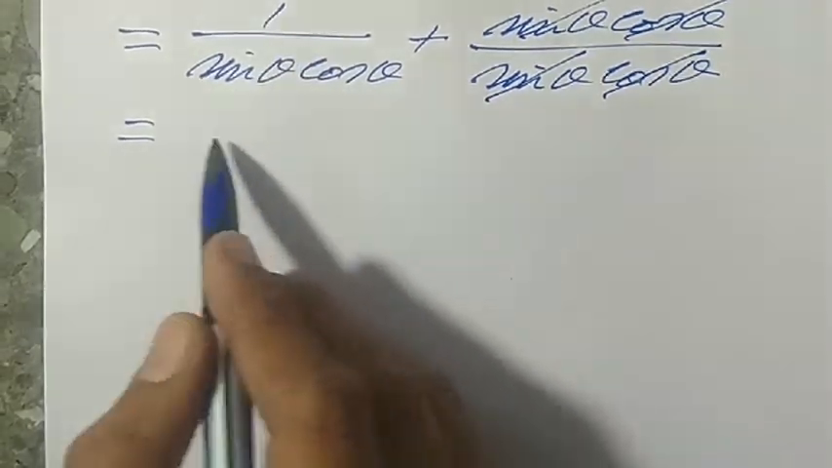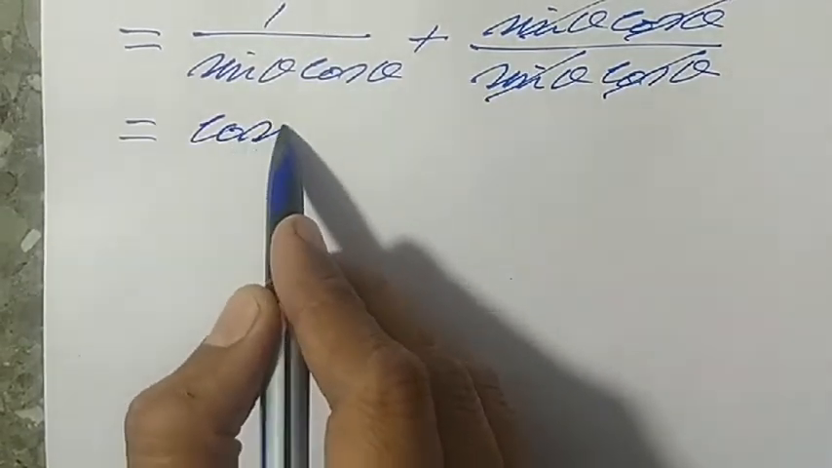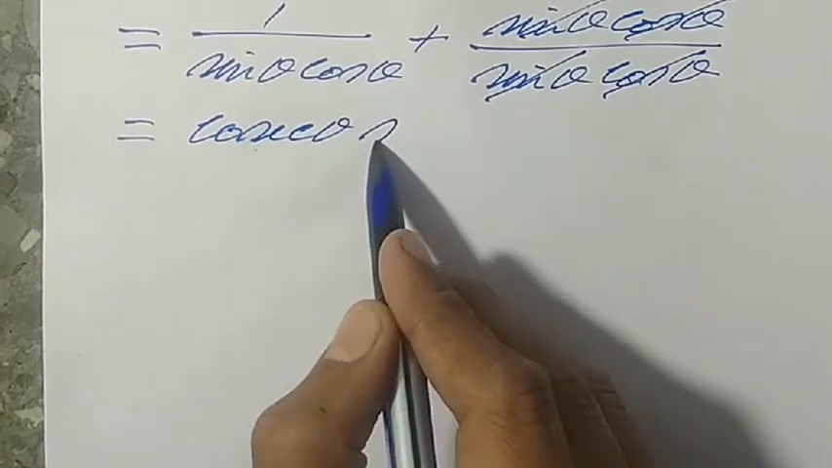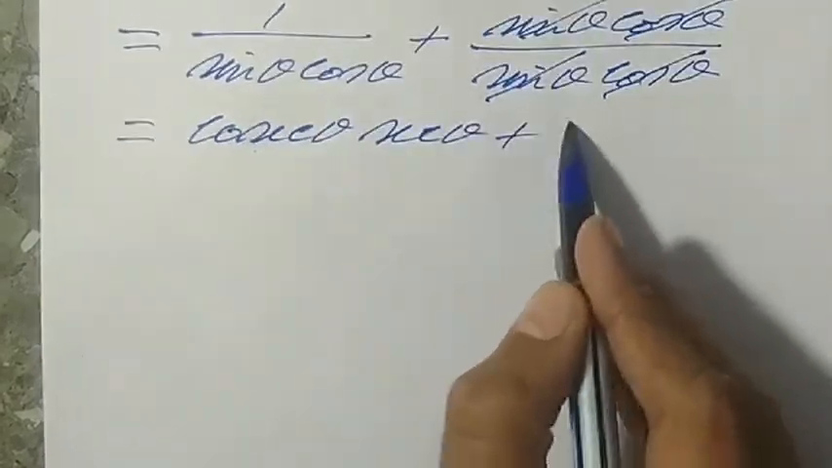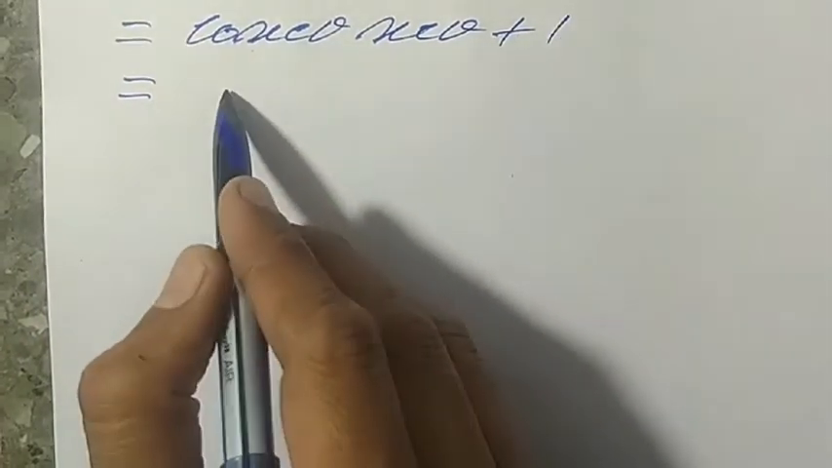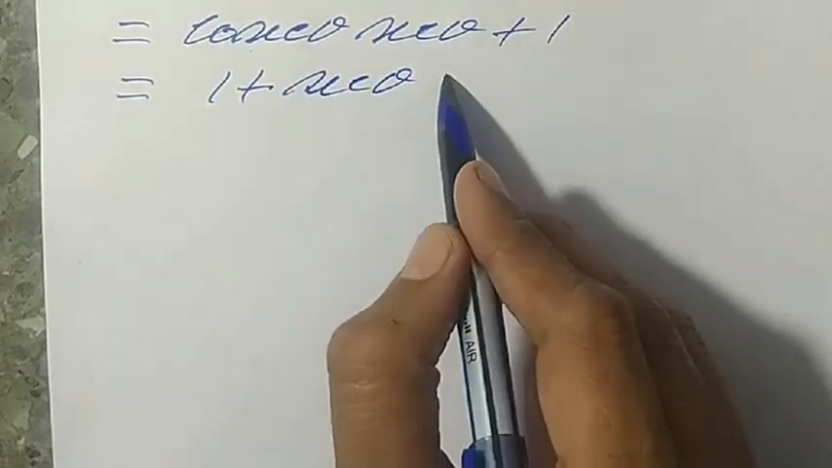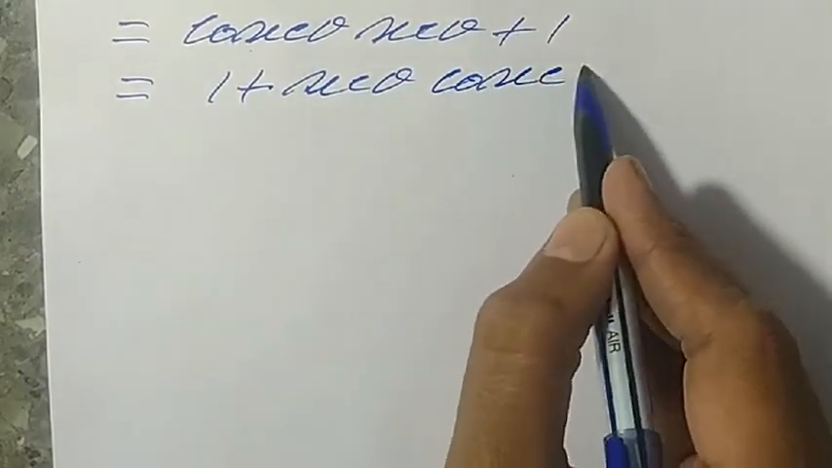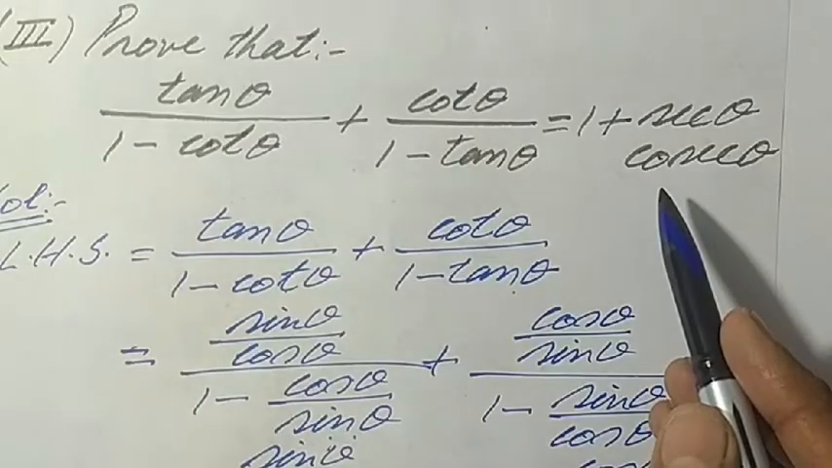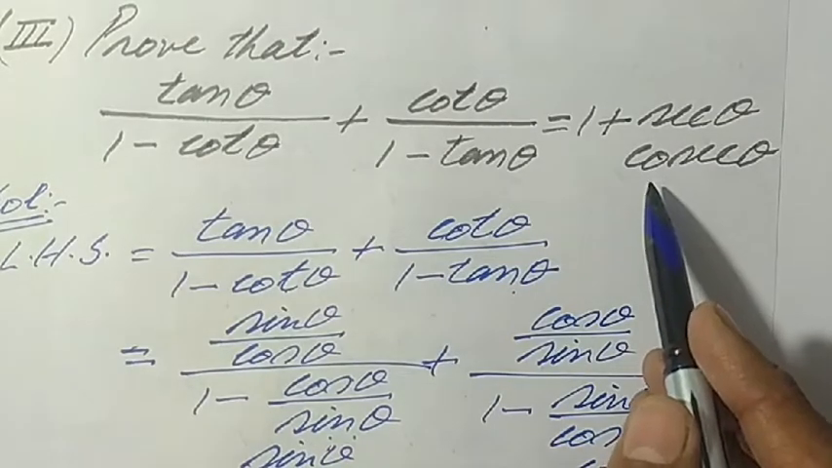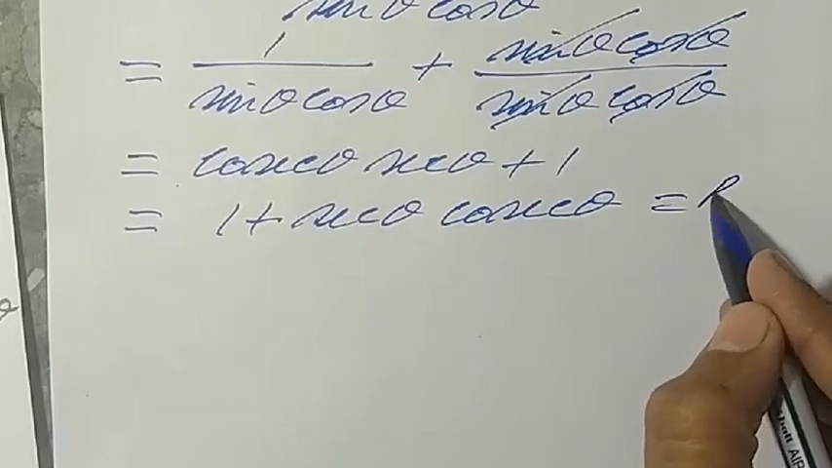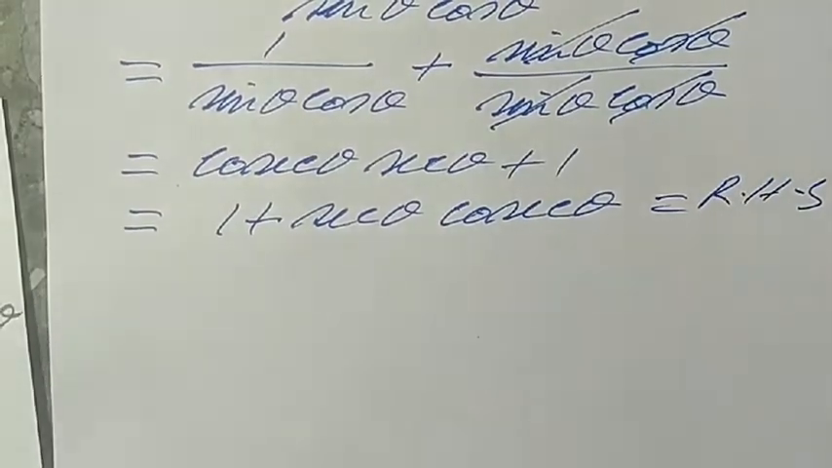So 1 upon sine theta cos theta may be written as cosec theta into sec theta plus 1. As addition and multiplication are both commutative operations, we may write this expression as 1 plus sec theta into cosec theta, which is exactly equal to the right hand side of the equation to be proved. So this is equal to the right hand side, and hence proved.